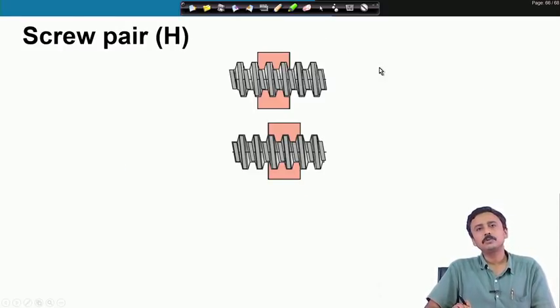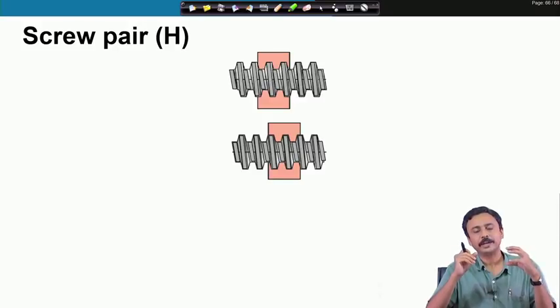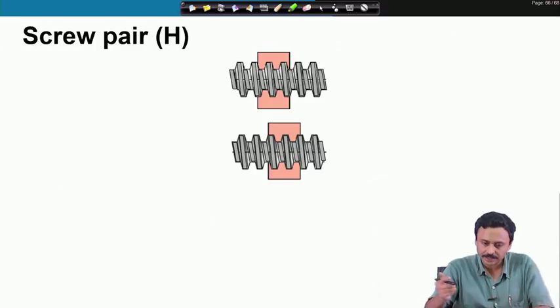Next we come to this screw pair. As you all know, when a screw rotates, the nut can translate. If you do not allow the nut to rotate, then the nut will translate as the screw rotates.